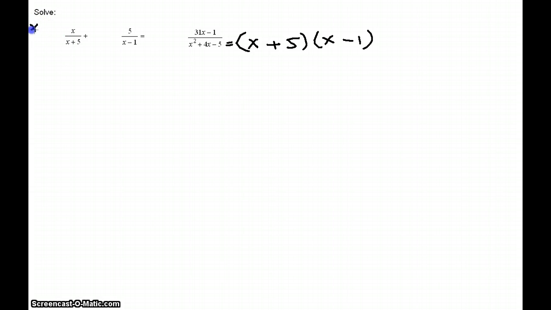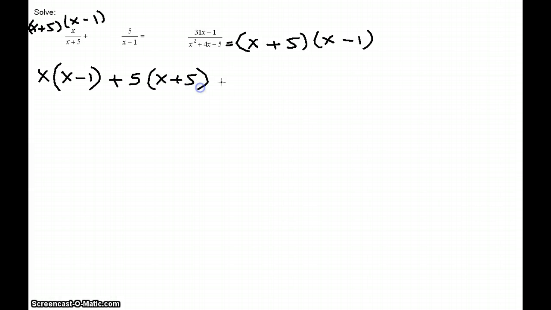So multiply everything by (x plus 5)(x minus 1). On the first one, as you notice here, if you multiply, the x plus 5 will cancel, this x plus 5 and this x plus 5, and we end up with x times (x minus 1) plus. On the second fraction here, the x minus 1 will cancel, and this would be 5 times (x plus 5). And of course, on the last term, everything will cancel: the x plus 5 with the x plus 5, the x minus 1 with the x minus 1, and we end up with 31 times (x minus 1).